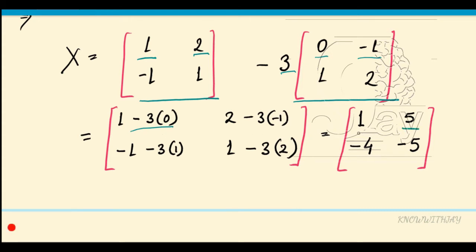This is 1 minus 0 is 1. Similarly, we do the same for the third element. We have minus 1 minus 3 into 1, so we have minus 4, and 1 minus 6, that's minus 5. So that's matrix X of order 2 by 2.